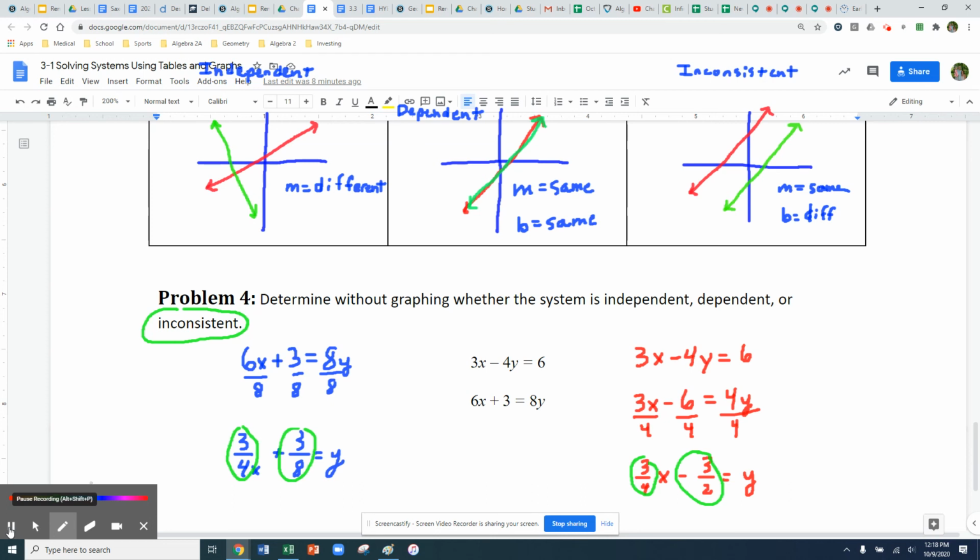And there you have it. So today's learning target, we looked at having a couple different ways to solve these systems, and then we finished up with classifying systems. Thanks for joining.